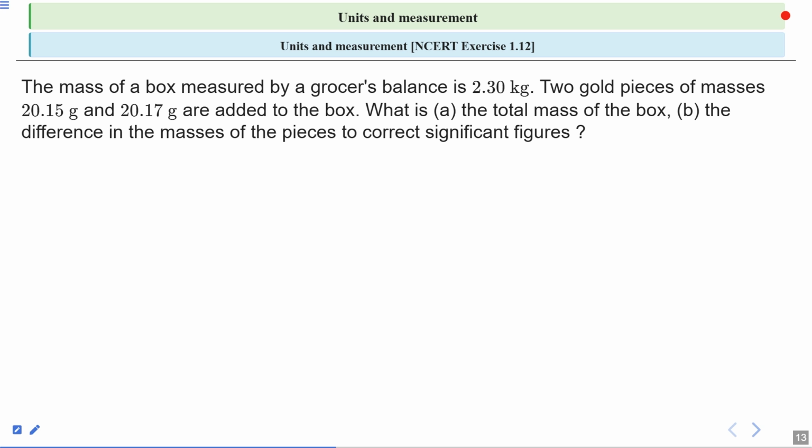Okay. So the mass of a box measured by a grocer's balance. There is a box. It has 2.30 kilogram. 2 gold pieces of masses 20.15 gram and 20.17 gram are added to the box. What is part A? The total mass of the box. B. The difference in the masses of the pieces to correct significant figures. Okay. So I will give you guys 10 seconds.